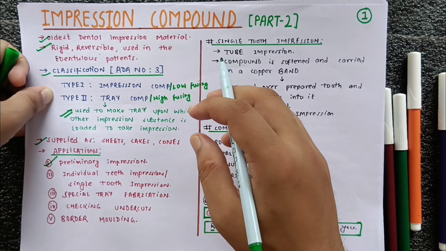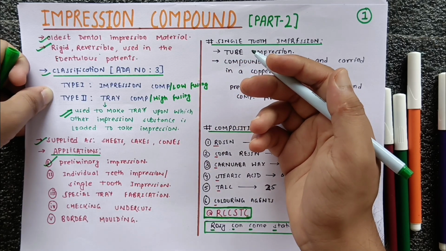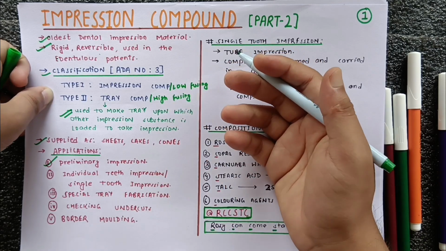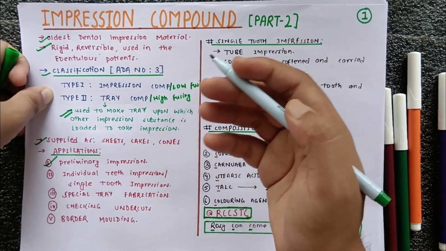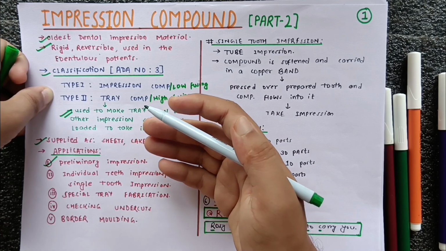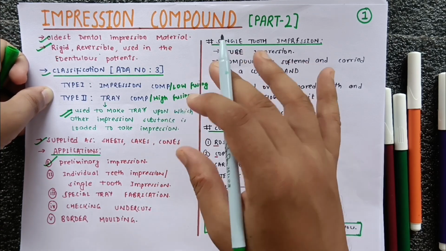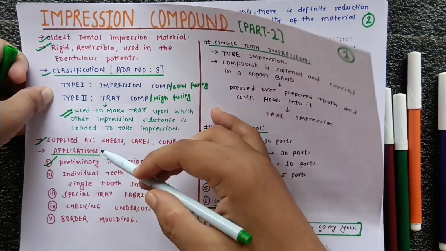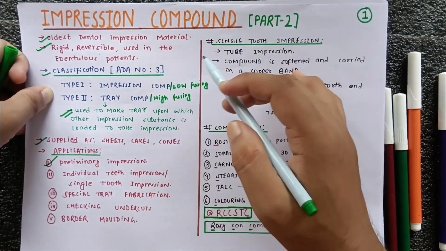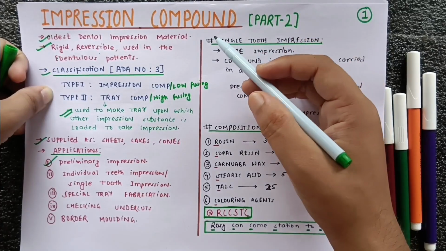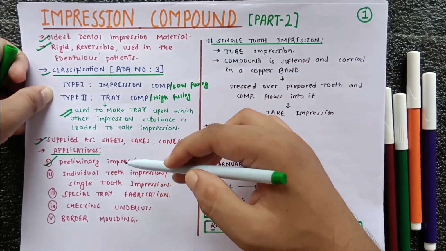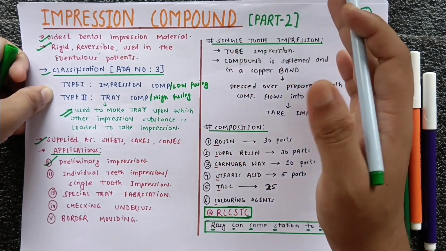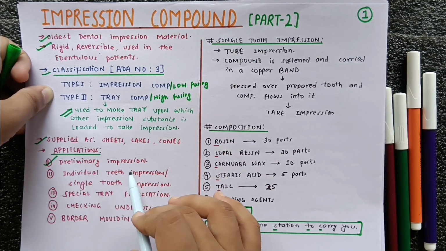That preliminary cast is again used for making the custom tray, and from that custom tray we take the final impression. The final impression we can take with zinc oxide eugenol or other elastomeric impression materials. We will discuss that in prosthodontics, but in dental materials just remember these applications and link them when you study preclinical prosthodontics. So this is used for taking the preliminary impression.